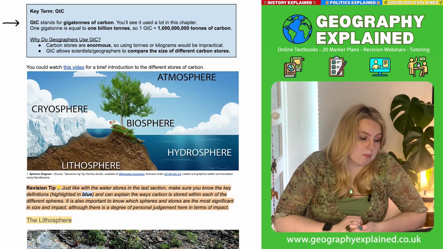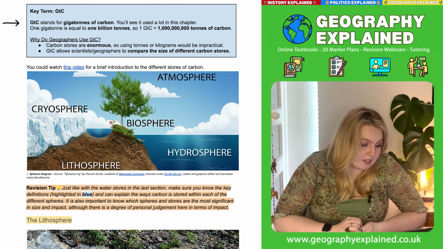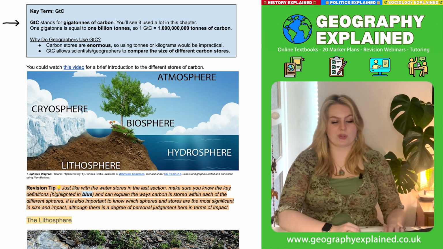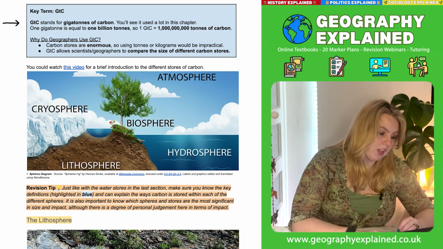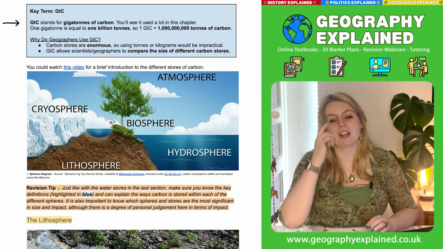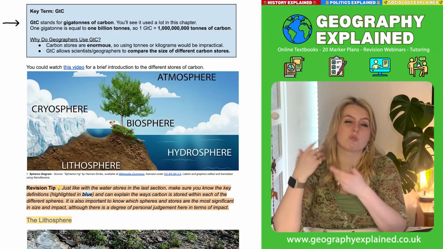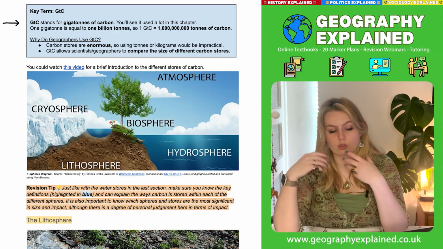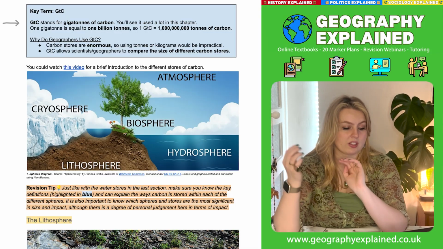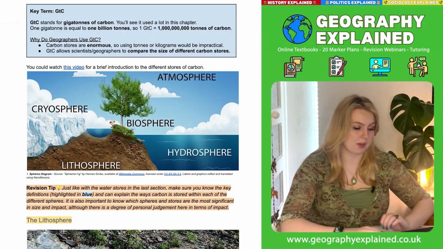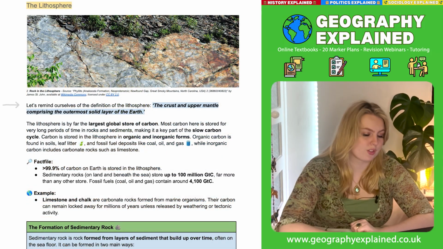Geographers basically use it because carbon stores are so enormous, they're so big, using things like tons or kilograms would be a little bit impractical. Similar way to people using something like hectares, sort of aggregate measure. GTC is a really easy way for scientists or geographers to basically compare the size of different carbon stores as well. So let's start off with the lithosphere.